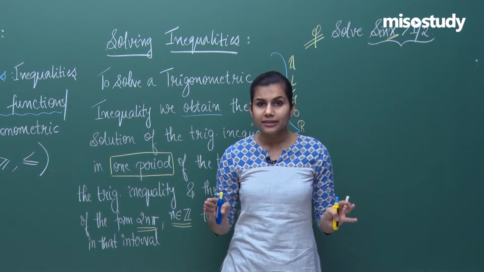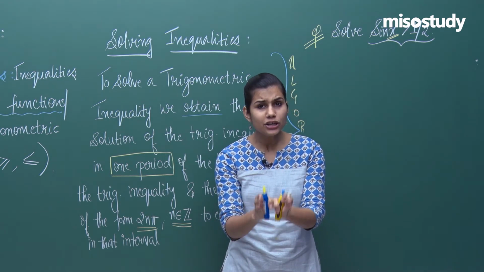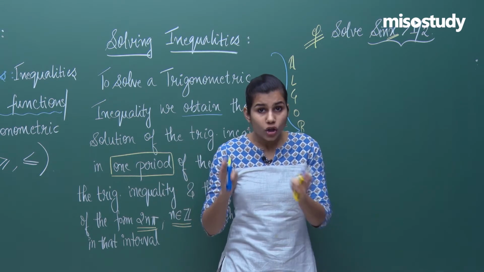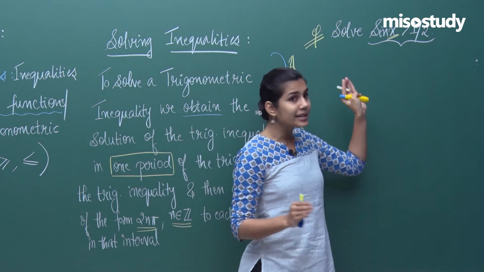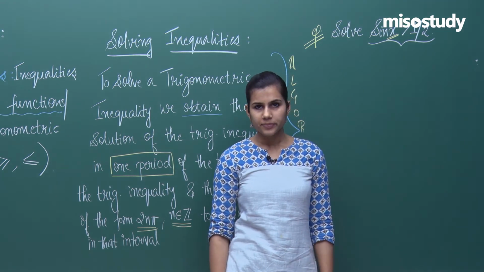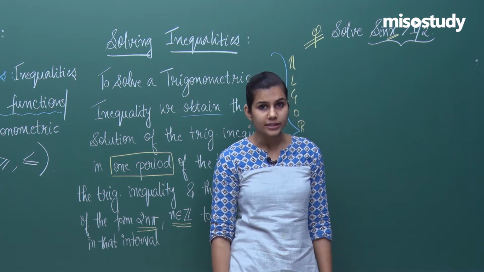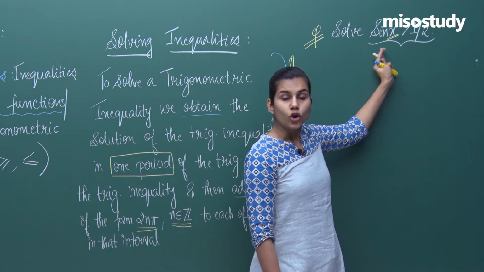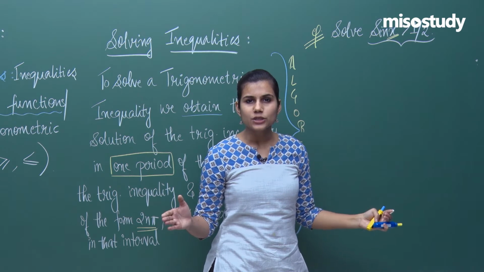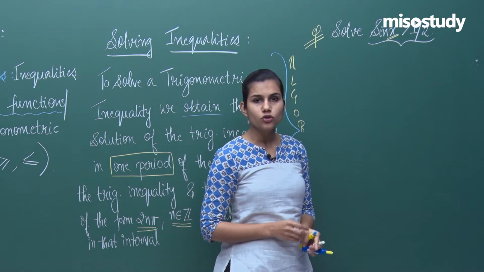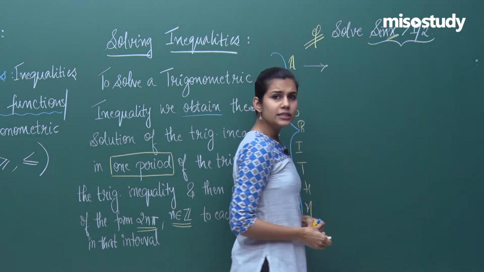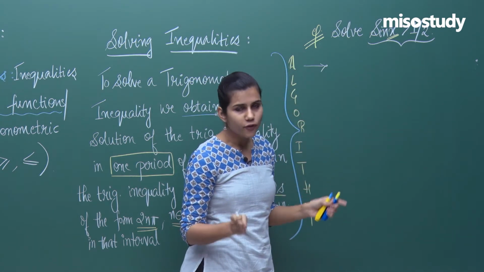Solving sin x greater than half means I am asking you to give me all the values of this unknown angle x whose sine ratio is greater than half. Yes, that is what I'm asking you to find. Find all the angles whose sine ratio is greater than half, collect all of them, and that is your solution set of this trigonometric inequality. In order to solve this, let us first examine the graph of the sine function.